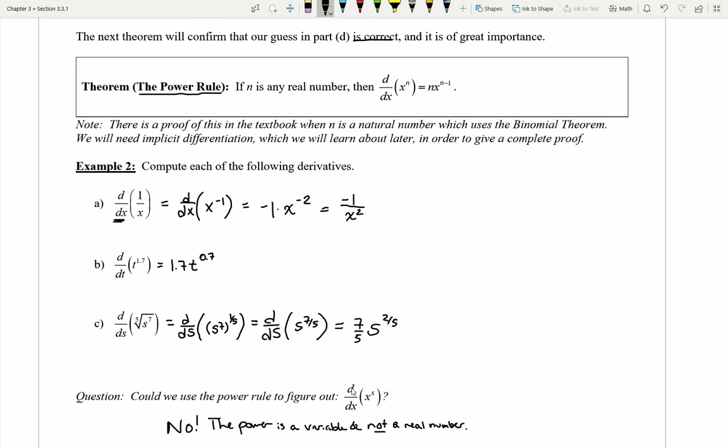So I do have to be careful here to make sure that I only try to use the power rule when I specifically have the setup that the power rule requires, which is x to the power of a number.